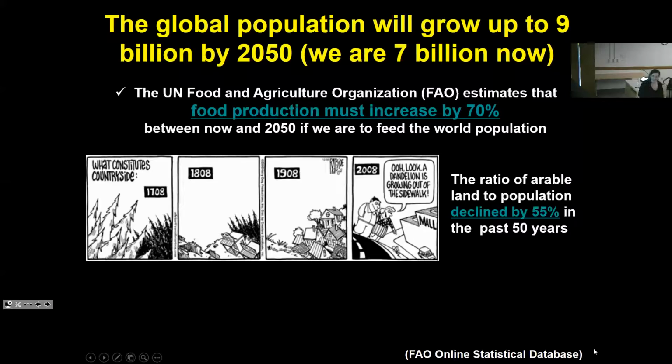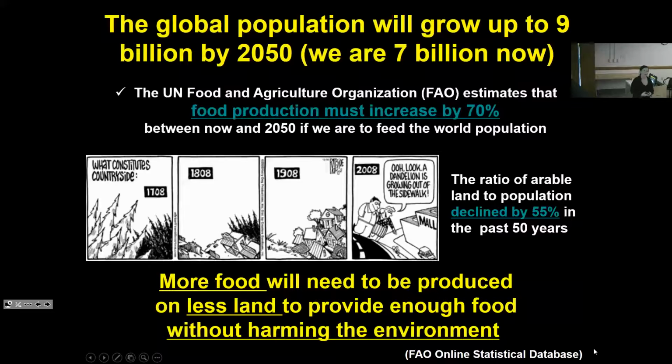And so we all know from the first Green Revolution that that was great, but we know that now fertilizers are starting to harm the environment. So now we remain with this great challenge: we need more food, we have less land, and we want to provide enough food without harming the environment. So how are we going to do that?